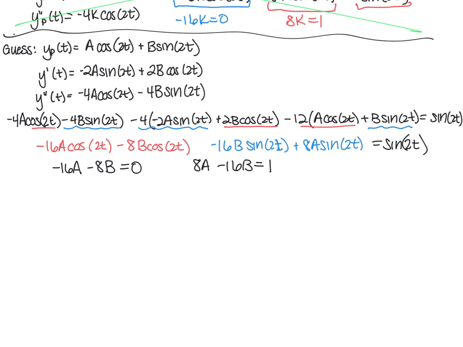So we would get 16a minus 16 times 2 is 32, 32b equals... what did I just multiply by? 2? 2. So I get negative 40b equals 2. So b equals negative 1/20.